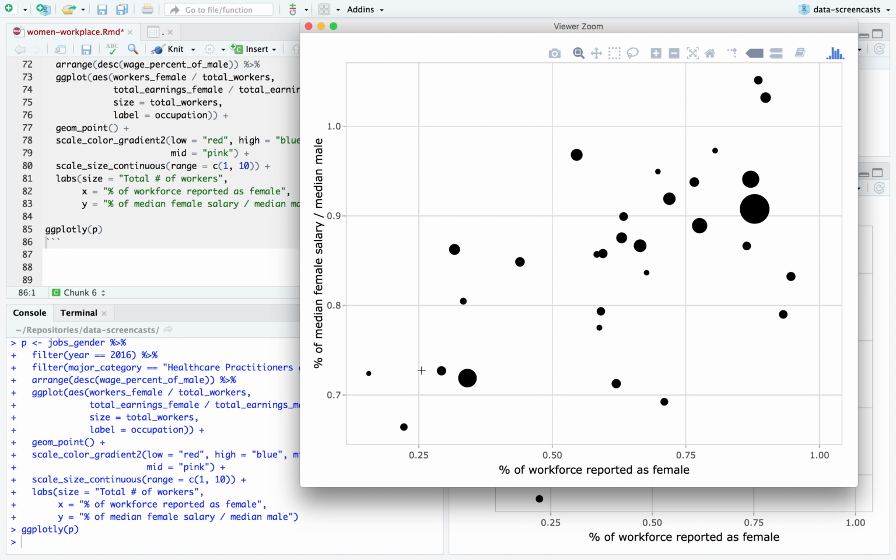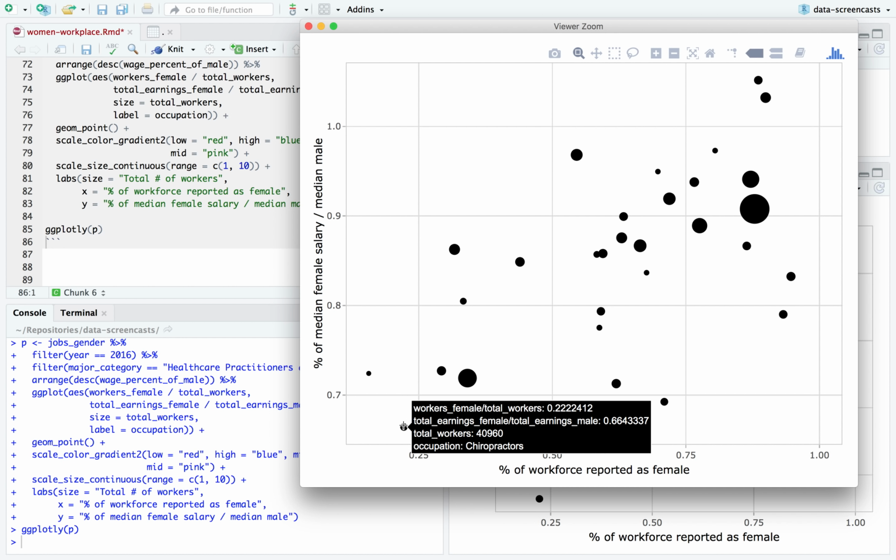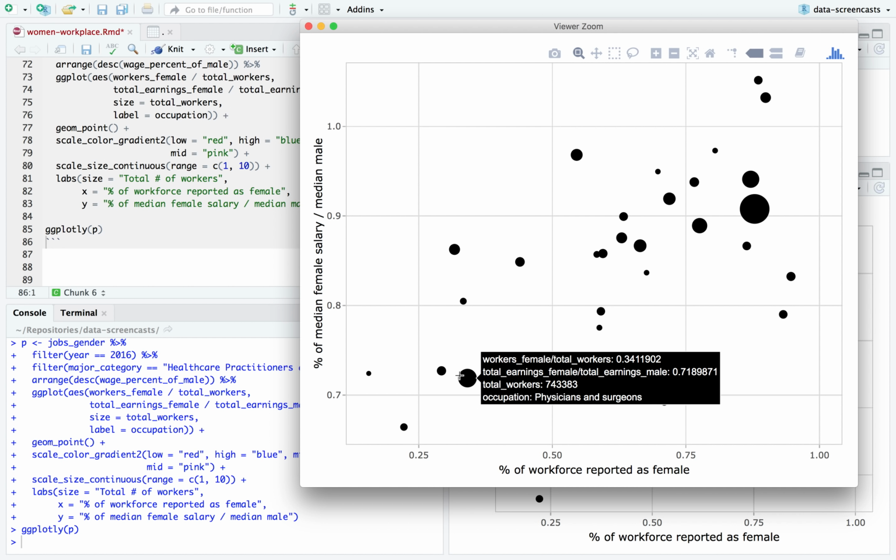Actually, it's interesting. This is in fact a good example of Simpson's paradox, because take a look at this. There's no individual job where the median female salary is less than 66% of the median male salary. Not that that gap is okay either, but there's no job with a gap lower than that.